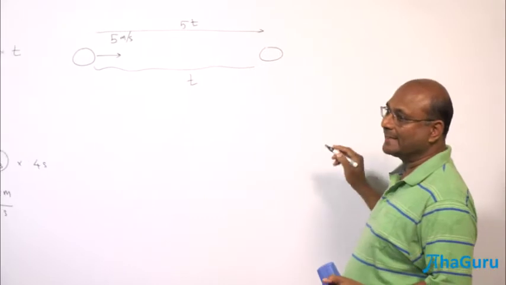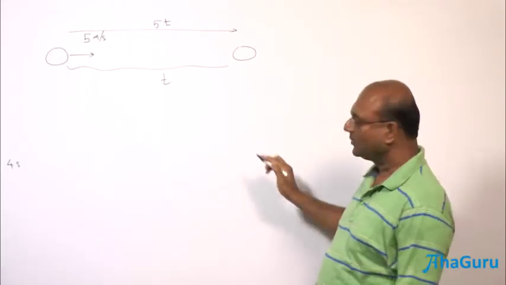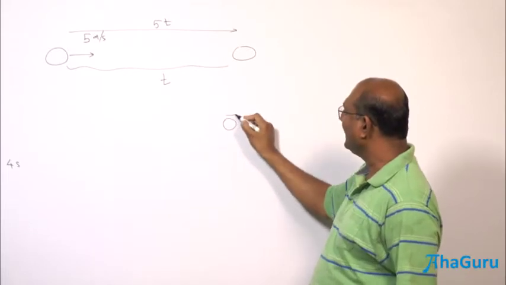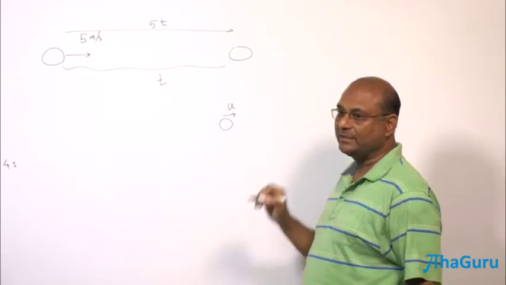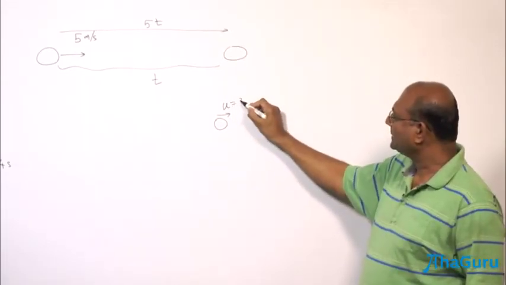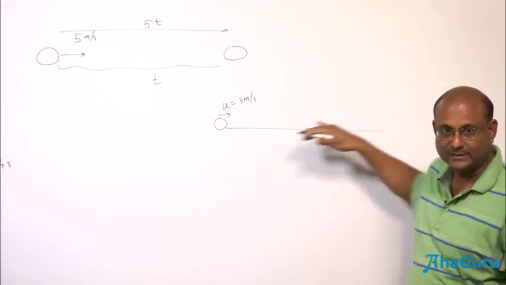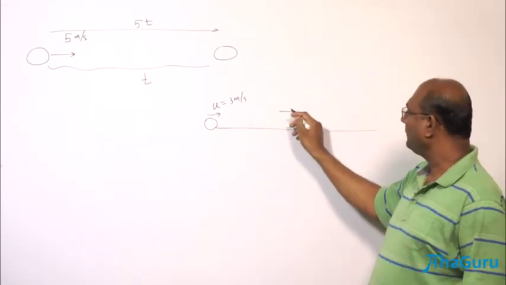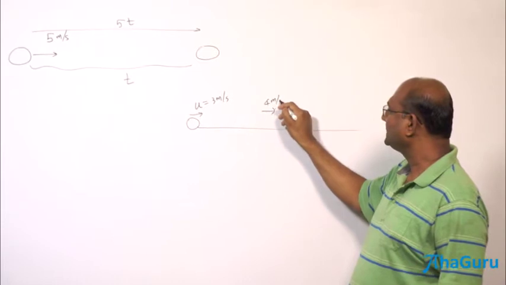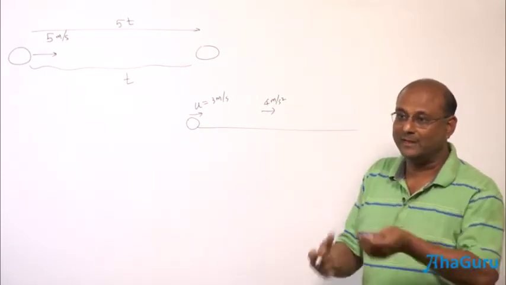Now, if an object is accelerating, you know that the velocity will change. Okay. Now, let us assume that this fellow has an initial velocity u. Let us assume that this u was 3 meters per second. If it now has an acceleration, it's moving like this. It has an acceleration of 4 meters per second square. What does that mean? Every second the velocity increases by 4 meters per second.